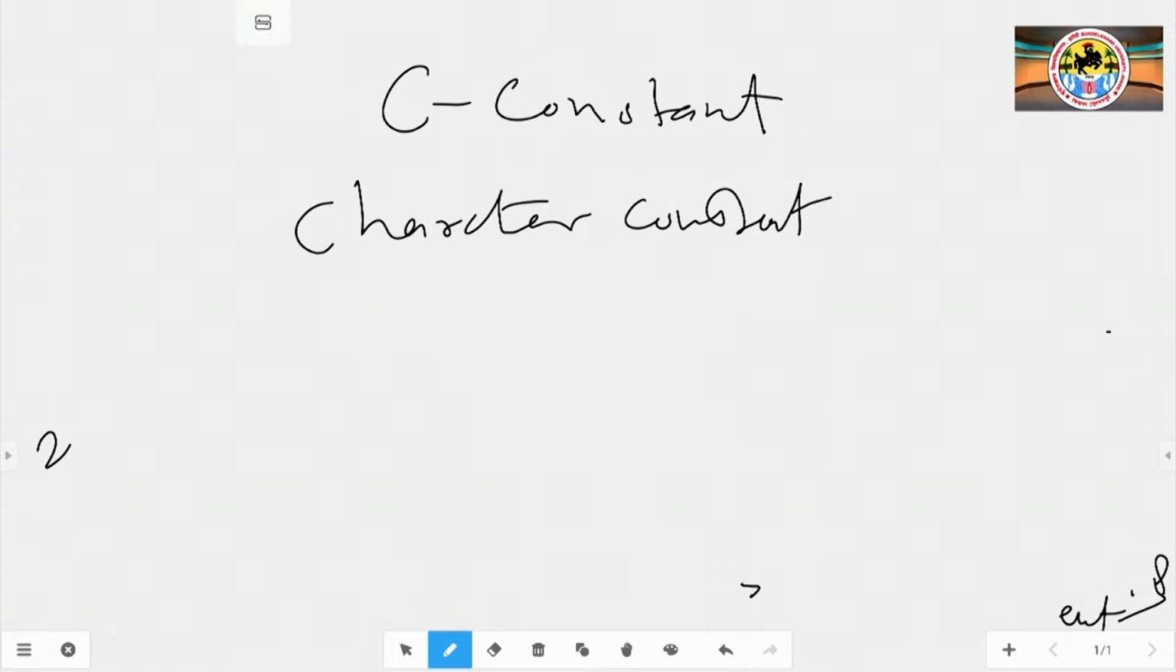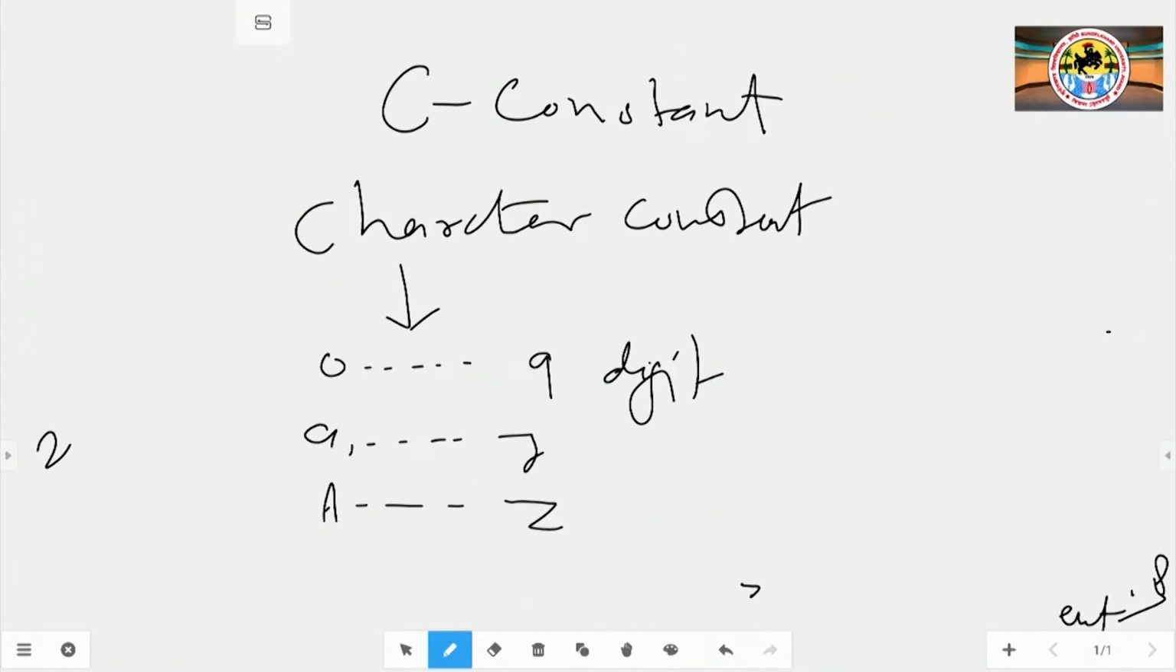Character constant. As we know, we covered integer constant and real constant, and the third primary constant is the character constant. The character constant is any character, may be a digit, may be an alphabet, and maybe some special kind of symbols. Generally, we are familiar with digits and alphabets, but we are a little bit not familiar with special symbols, so I will tell you one by one. Any digit, it means 0 to 9, and second is the alphabet, A to Z, it may be in small letter and capital letter also.